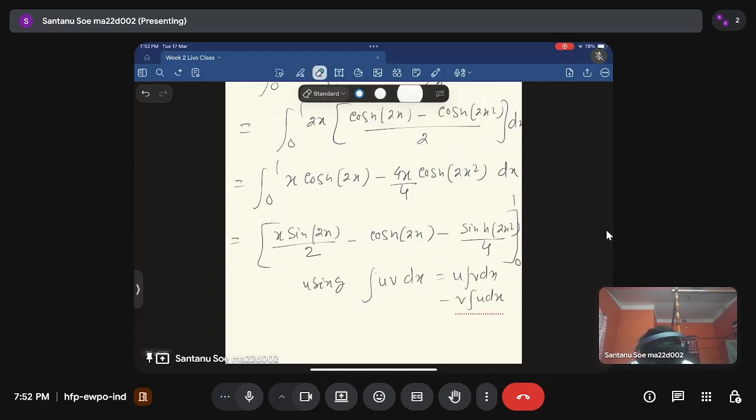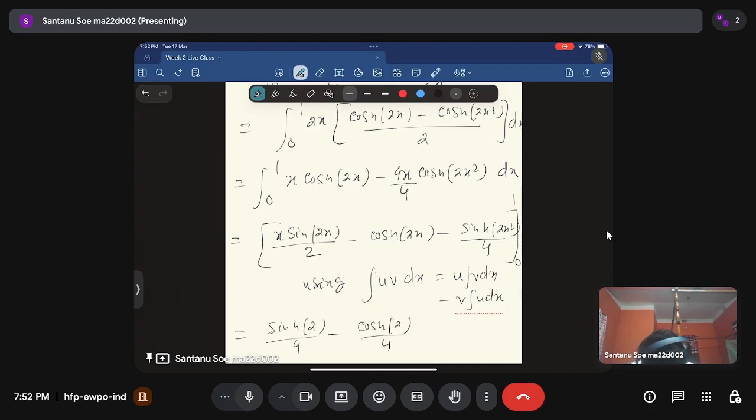So now this is just sine hyperbolic 2 divided by 4 minus cos hyperbolic 2 divided by 4 plus 1 by 4. Okay, so this is the answer of this question. So I hope this is clear now. So please go through the video again if you have any doubts, and then you can let me know.